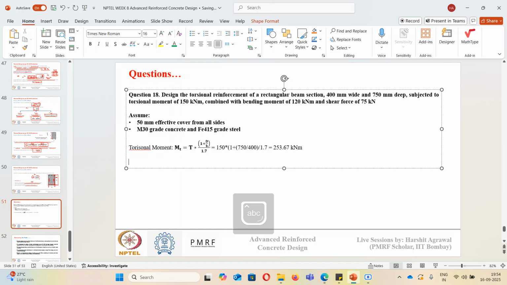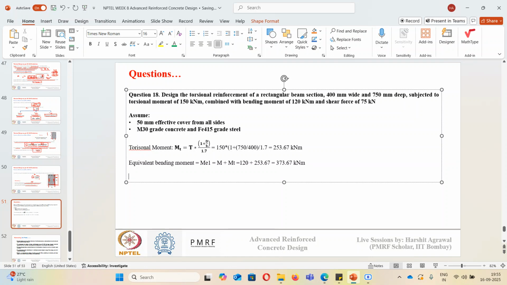So the equivalent bending moment, Me1, is equal to M plus Mt. The bending moment is given in the question as 120 kilonewton meter, and the shear force is 75. So 120 plus 253.67 will be 373.67 kilonewton meter. For this bending moment, I need to design the longitudinal reinforcement on the tension side.